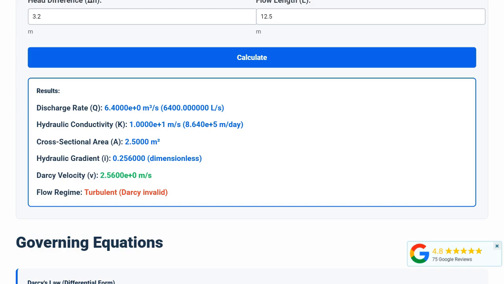Let's try an example. Enter a hydraulic conductivity of 10 meters per day, a cross-sectional area of 50 square meters, and a hydraulic gradient of 0.02. Click Calculate to see the resulting discharge rate displayed in the results section below.